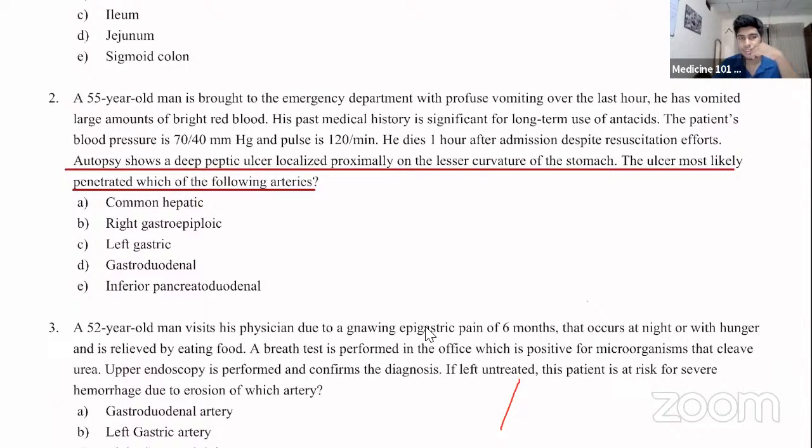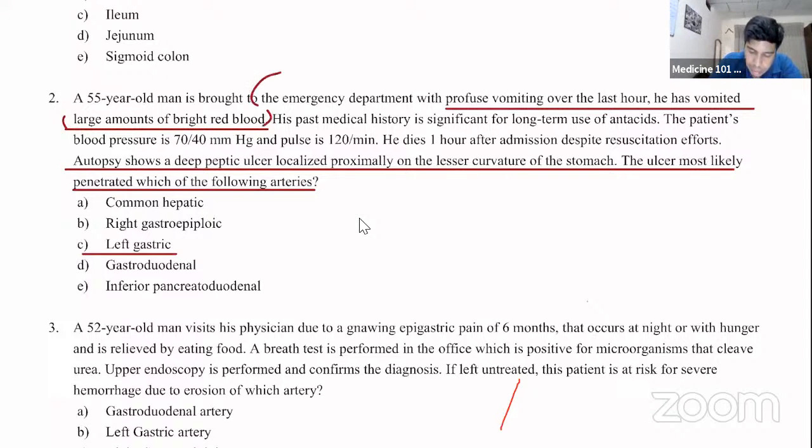Left gastric. Yeah. Any other answers? Okay, let me discuss this case. We have a 55-year-old man who comes to the ER with profuse vomiting over the last hour. He has vomited large amounts of bright red blood. We'll discuss this under esophageal varices. This is actually not related to esophageal varices. This is related to ulcers, but I'll discuss that in that topic.